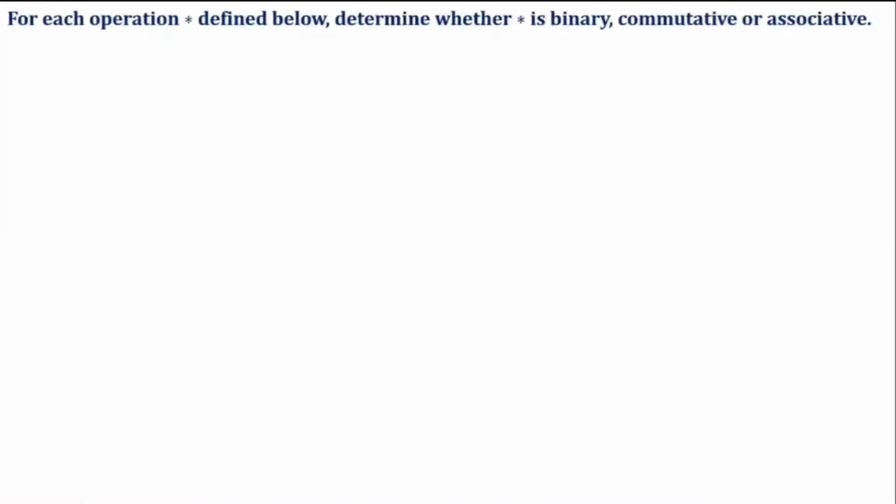For each operation star defined below, determine whether star is binary, commutative or associative. And the question defined is, on the set of all rational numbers, the operation defined as a star b is equal to ab plus 1. Firstly, we shall check whether the operation given is a binary operation.